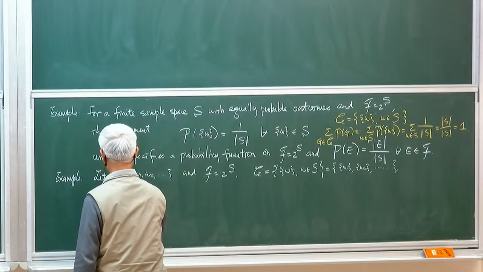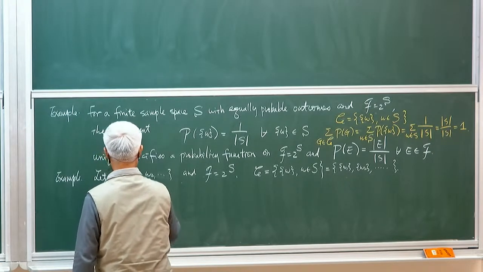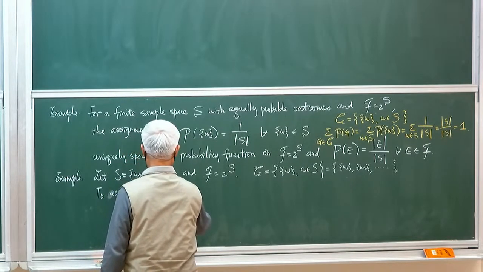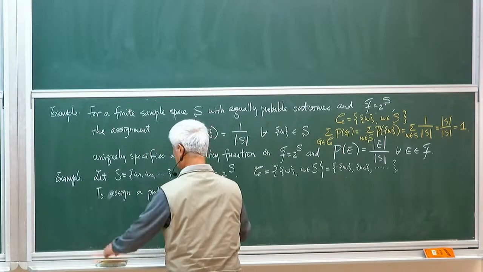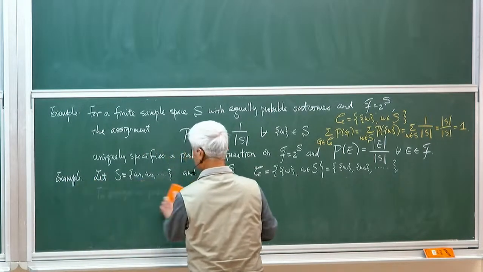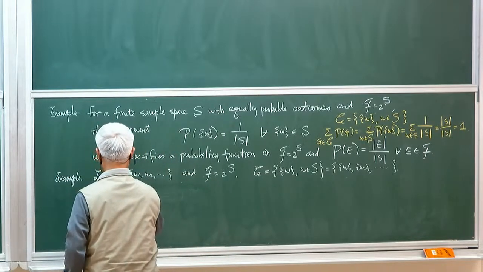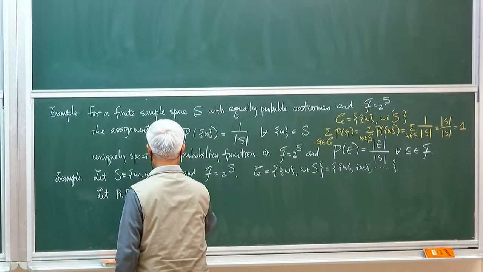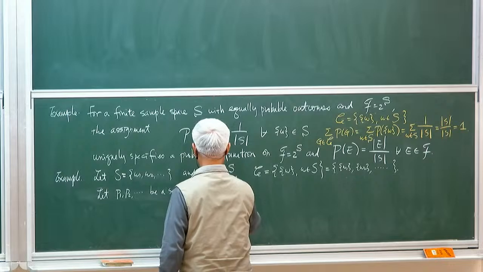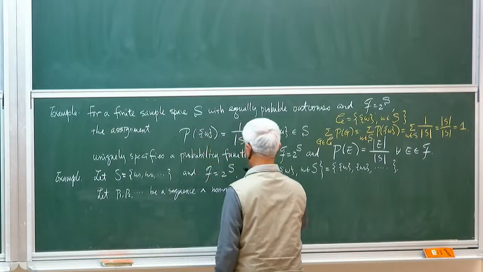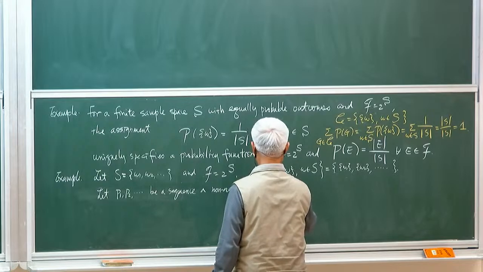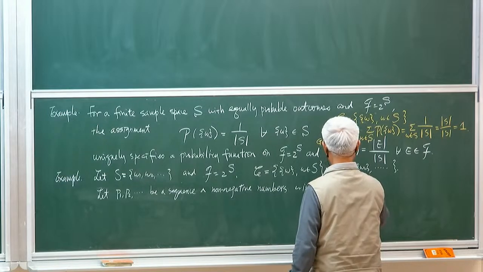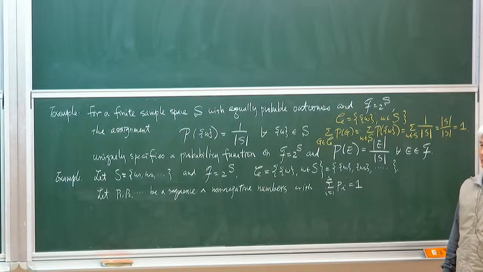To assign a probability, we let P1, P2, etc. be a sequence of non-negative numbers with the summation of Pi equal to 1.